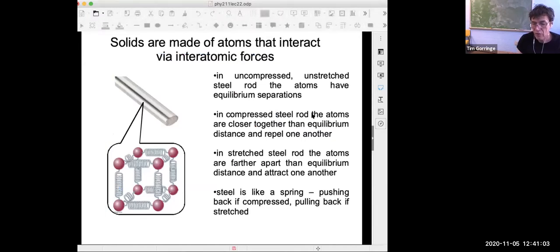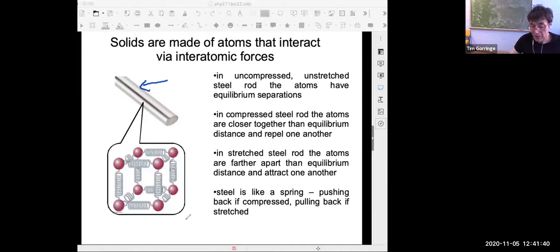Okay, so our idea or our model for understanding the deformation of solids is going to be the following idea or model. And just to be concrete, let's imagine that we've got a solid steel rod. So upstairs here in this slide, here's the solid steel rod. And we're going to think about stretching and compressing it.